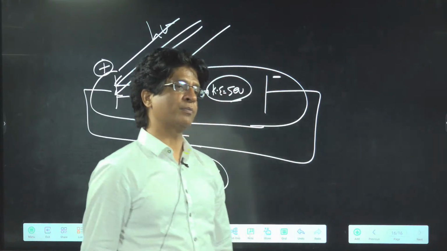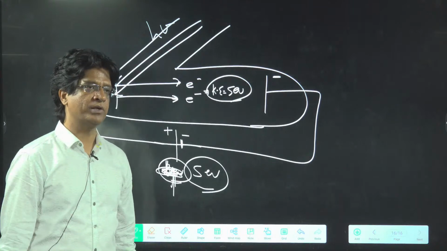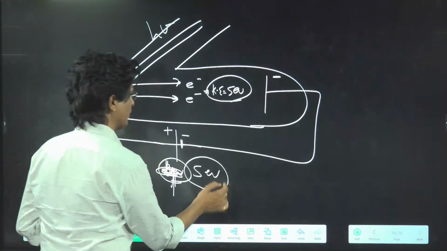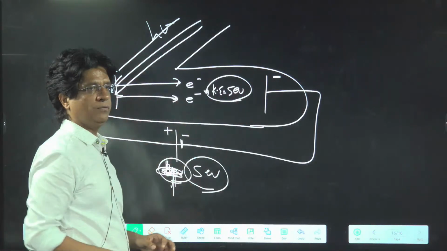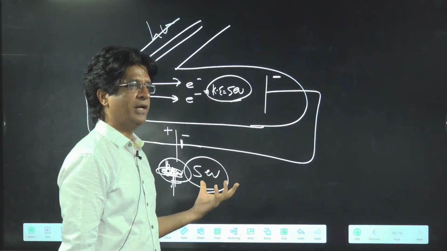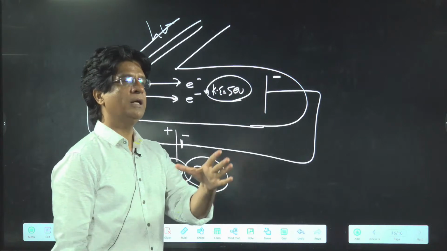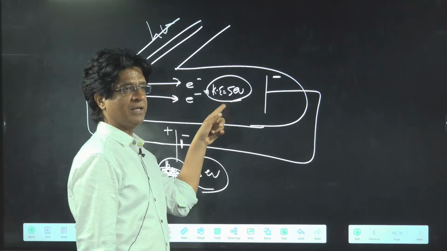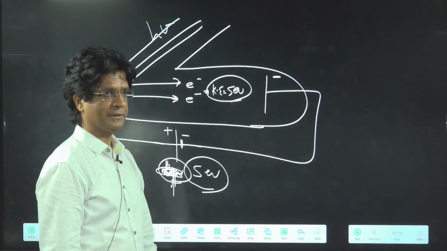This is called stopping potential. The minimum amount of potential required to stop the flow of current. Yes or no? When you express this voltage in terms of electron volt, it is called the maximum kinetic energy of that electron being ejected. Yes or no?